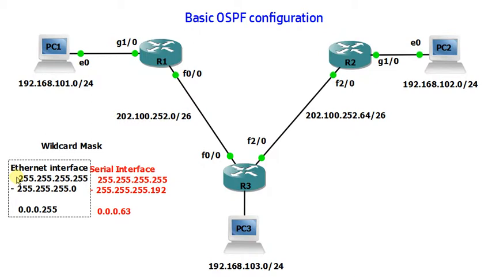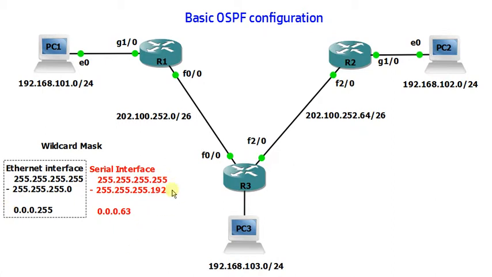If you write 255.255.255.255 minus your actual subnet mask, which is 255.255.255.0, the answer is 0, because 255 minus 255 is 0. Again 255 minus 255 gives us 0, and 255 minus 255 gives us 0. Then 255 minus 0 will give us 255. This is called the wildcard mask. It's really easy.